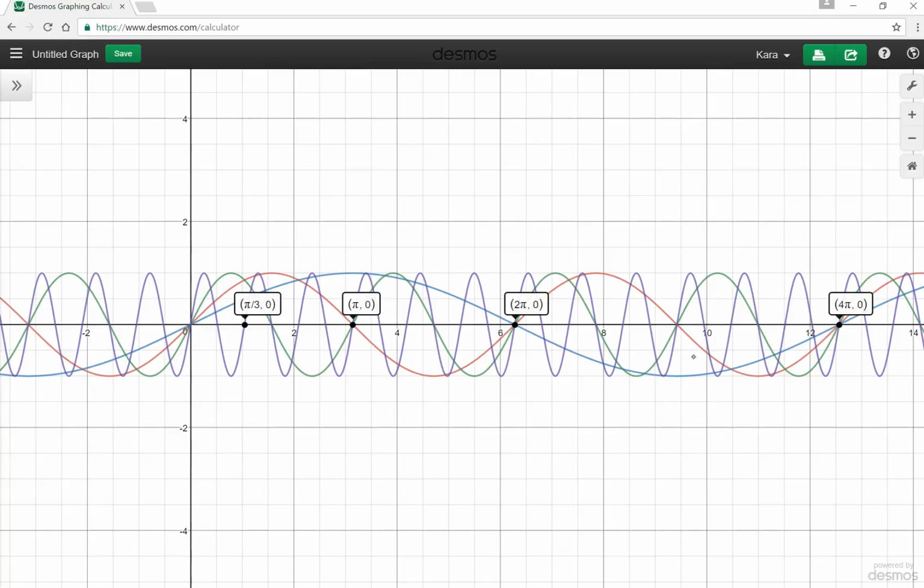So how are these graphs different? Well, the period and the x-intercepts have changed because it is that horizontal stretch.